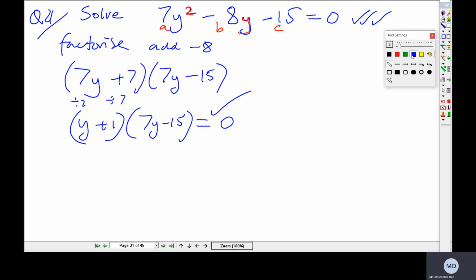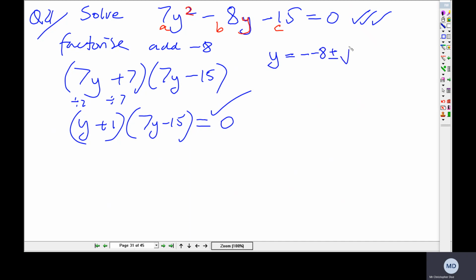Here's the formula then. X, or in this case y, equals minus b, so minus 8, plus or minus the square root of b squared. B is -8, remember, not just 8, -8, square everything, minus 4 times A, which is 7, times C, which is -15, all over 2 times 7. If you've got that written down, that I think is your 4th mark.